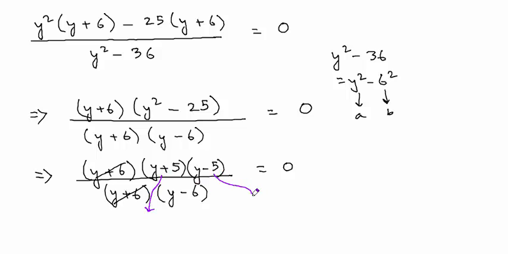So when this is equal to 0, there are two possibilities. Either this is 0 or this is 0. The numerator has to be 0. So we have either y plus 5 is equal to 0, which means y is equal to negative 5. That's one answer. Or y minus 5 is equal to 0, which means y is equal to positive 5. That's another answer. Although y plus 6 is a factor of the numerator, you cannot say y plus 6 is 0, because if it were to be 0, the denominator would also become 0, which means you would have a 0 over 0 form, which is not defined.